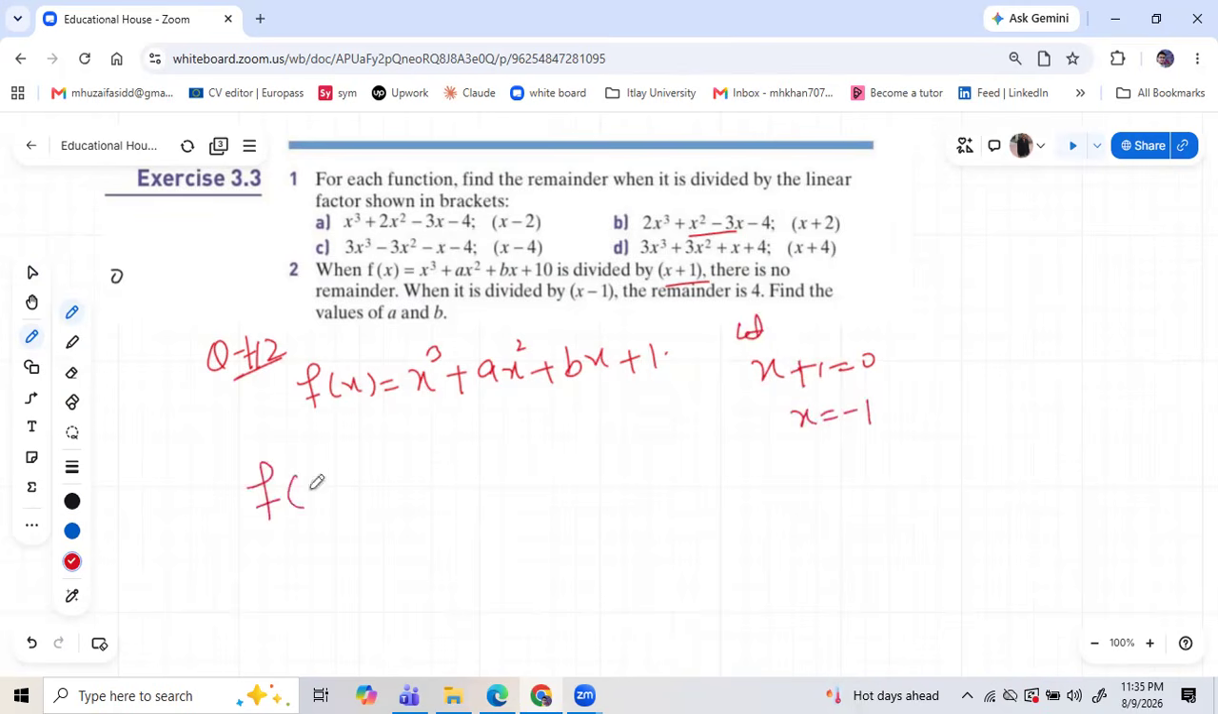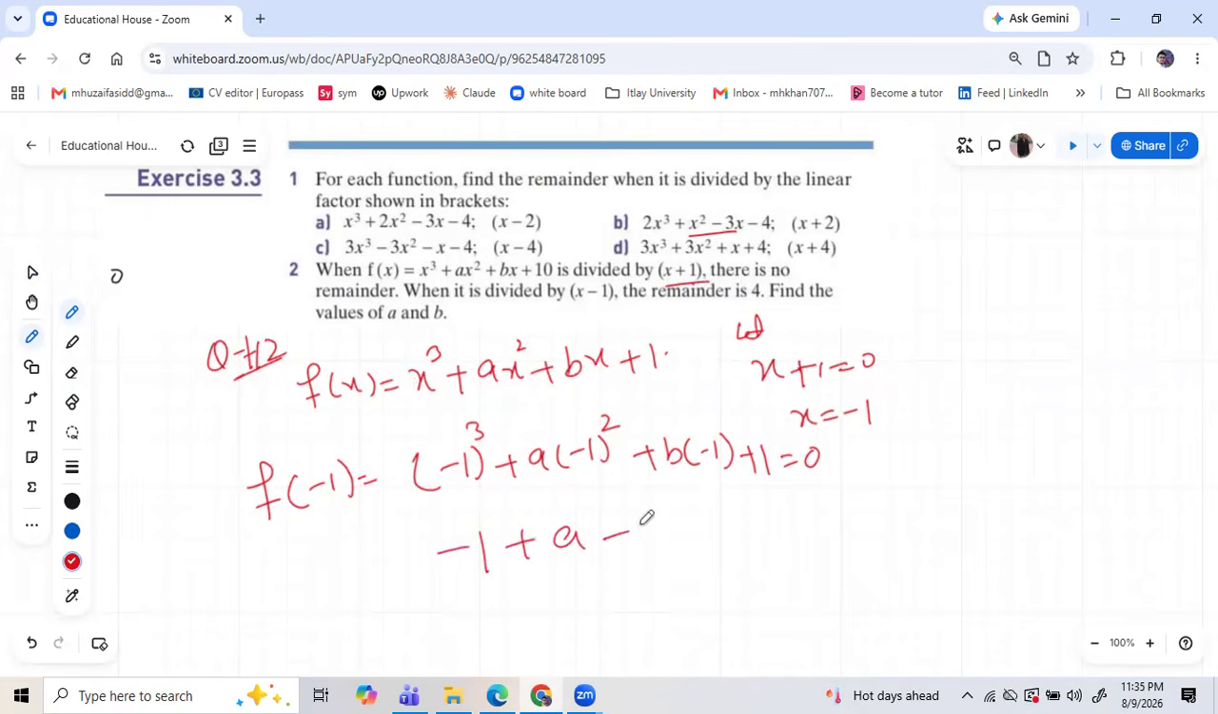Then we are taking f of minus 1. So it gives us minus 1 to the power 3, plus a into minus 1 squared, plus b into minus 1, plus 10, is equal to 0. Why am I setting it equal to 0? Because look at it here, x plus 1, there is no remainder. It means it is equal to 0. So it gives us minus 1, plus a, minus b, plus 10 is equal to 0. Can you get it?